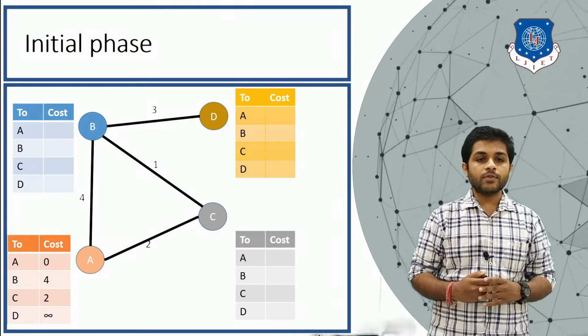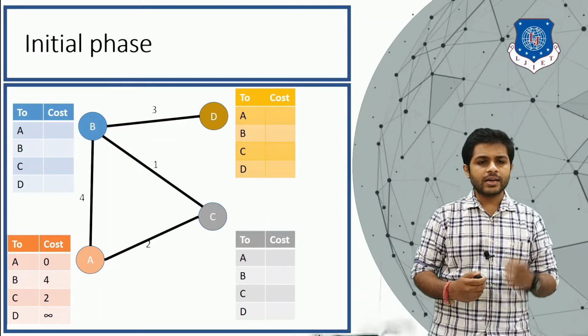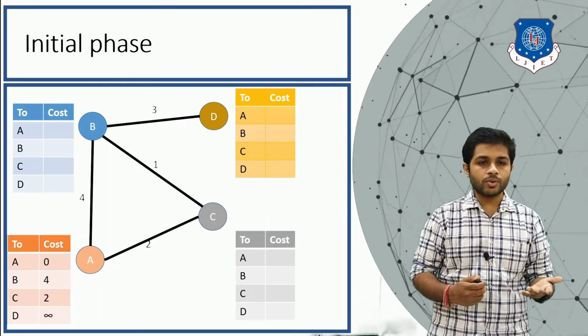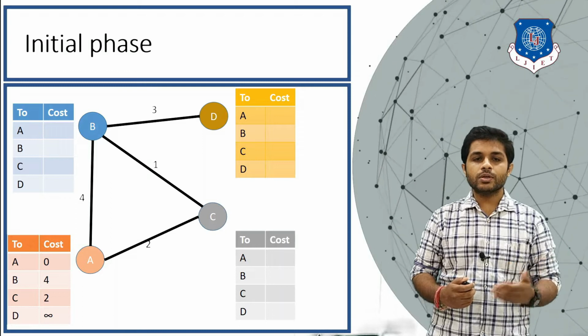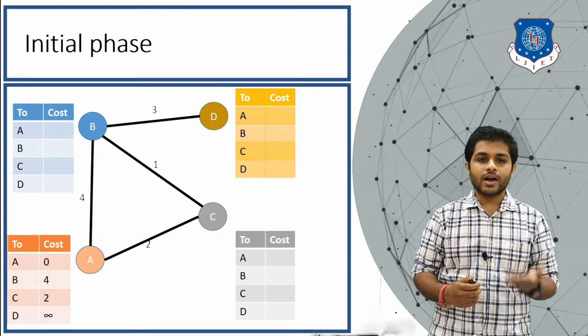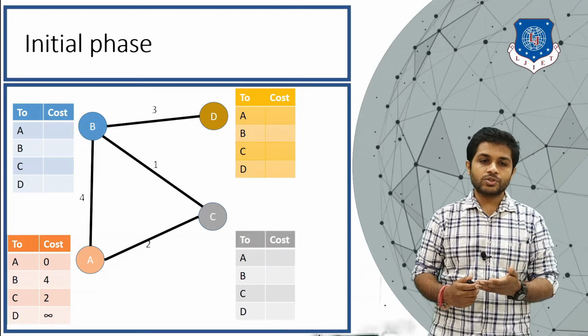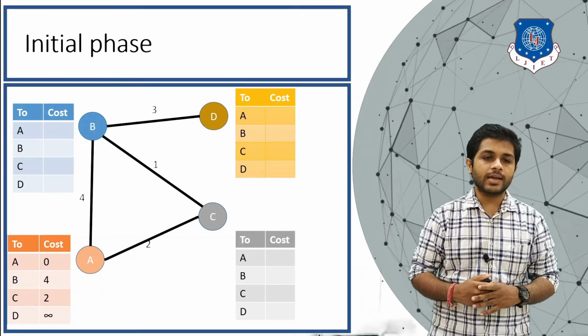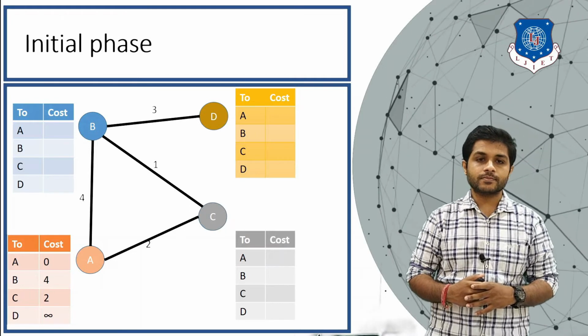Now what is the meaning of infinity? Infinity means that right now the router doesn't know how to reach the destination. So router A doesn't know how to reach router D. So right now it is putting infinity in that field.